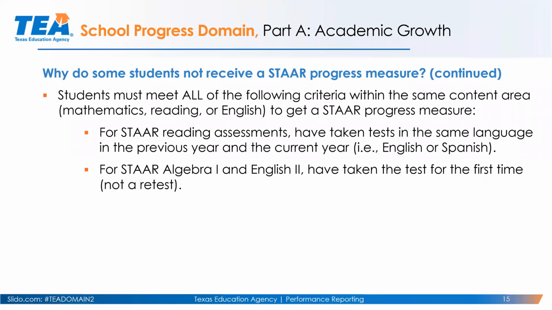Additionally, students must meet all of the following criteria within the same content area, math, reading, or English language arts, to get a STAAR progress measure. For STAAR reading assessments, they must have taken tests in the same language in the previous year and the current year, like last year in English, this year in English, or last year in Spanish, this year in Spanish. For Algebra 1 and English 2, they must have taken the test for the first time as an end-of-course test, not a retest.